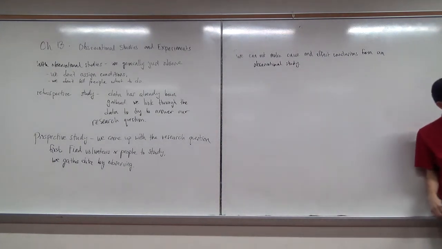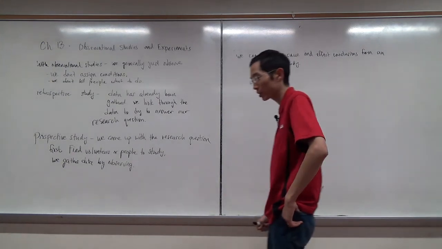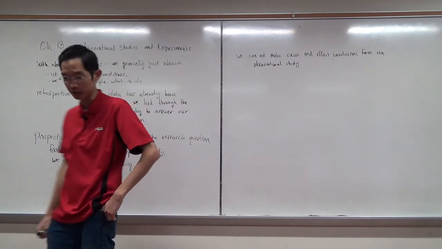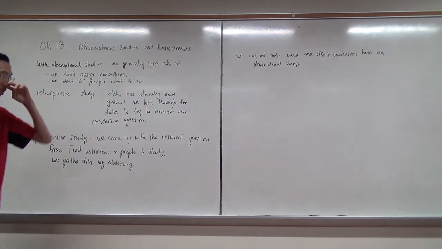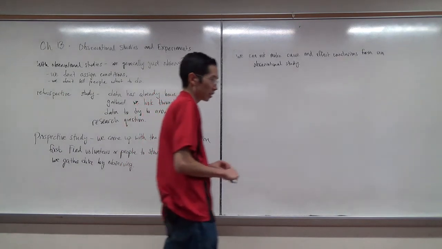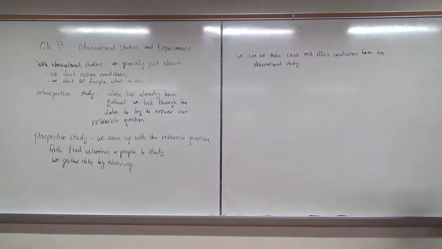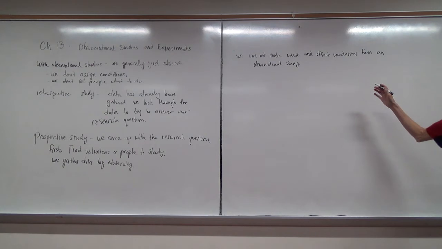This is probably something I'm going to say over and over in this class. When we talked about linear regression and correlation, just because two things are correlated doesn't necessarily mean there's a cause and effect relationship. Just because an observational study shows some kind of relationship does not necessarily mean there is a cause and effect relationship. So we cannot make cause and effect conclusions from an observational study. They might point to something, they might reveal that there could be a cause and effect relationship somewhere in there, and that might require further investigation. But from the observational study alone, we cannot make cause and effect conclusions.